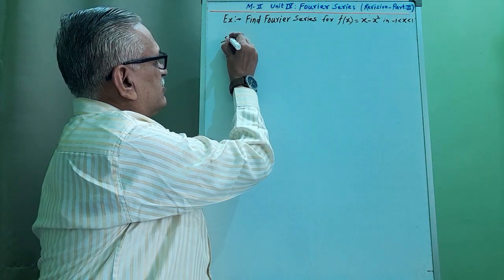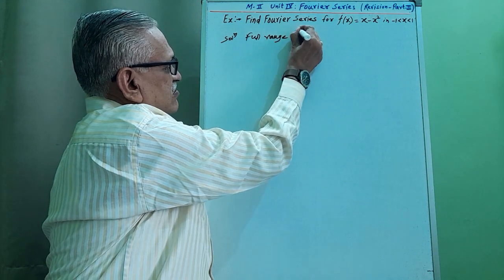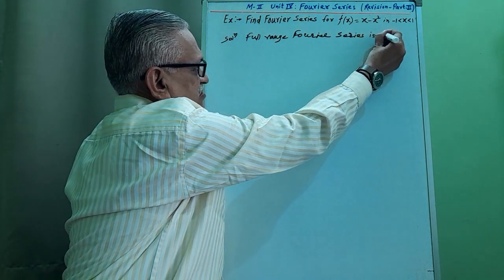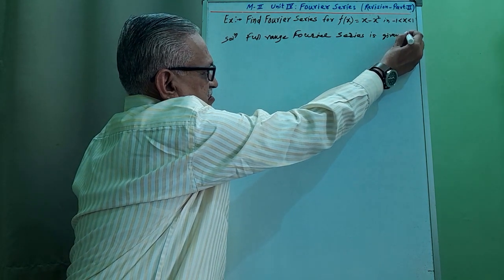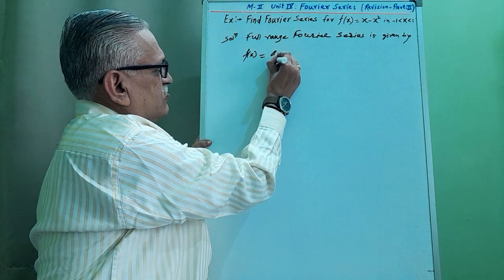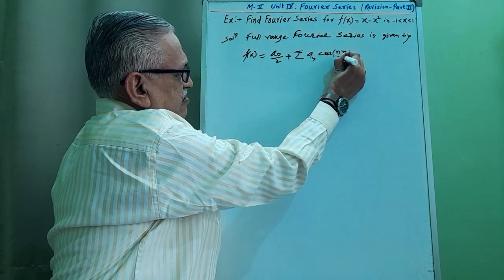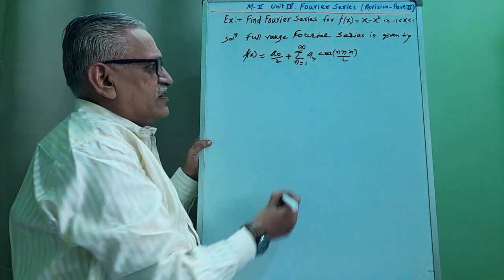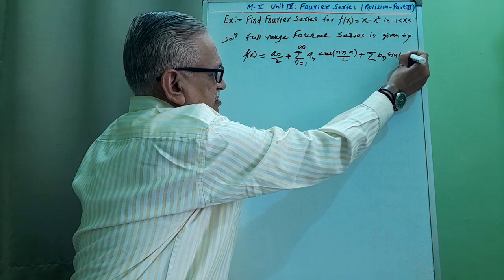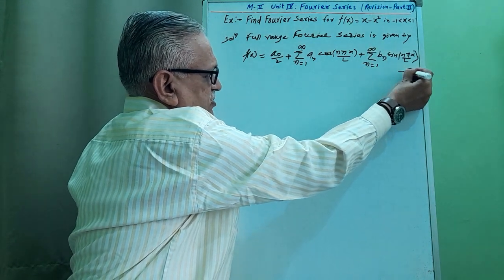Therefore, here the full range Fourier series is given by f of x is equal to a0 by 2 plus summation of an cos n pi x by L, n changes from 1 to infinity, and summation of bn sin n pi x by L, n changes from 1 to infinity. We call this equation 1.